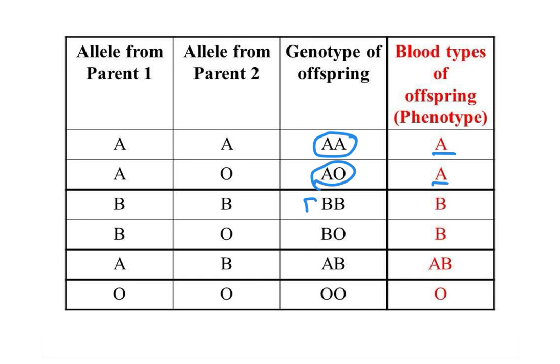The same thing is true for your B blood type, but A and B together is going to give you that codominant AB blood type, and 2 O alleles is the only way you're going to get an O because O is the recessive.